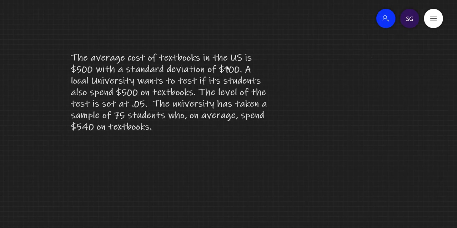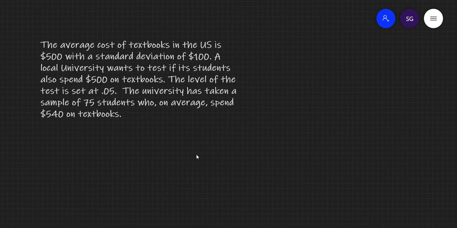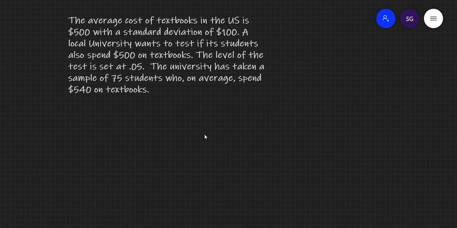The average cost of textbooks in the U.S. is $500, and if you've worked with me in the past, then you know I like to create these variable cheat sheets. So I'm going to do that. I'm going to put it down here. The average cost of textbooks in the U.S. is $500. That sounds an awful lot like mu. Mu is equal to $500.